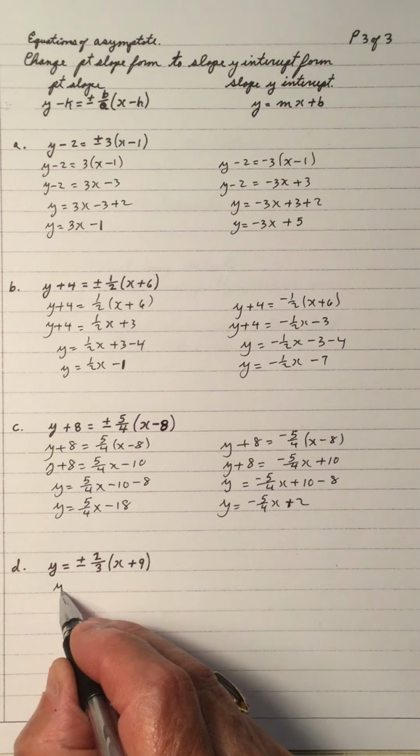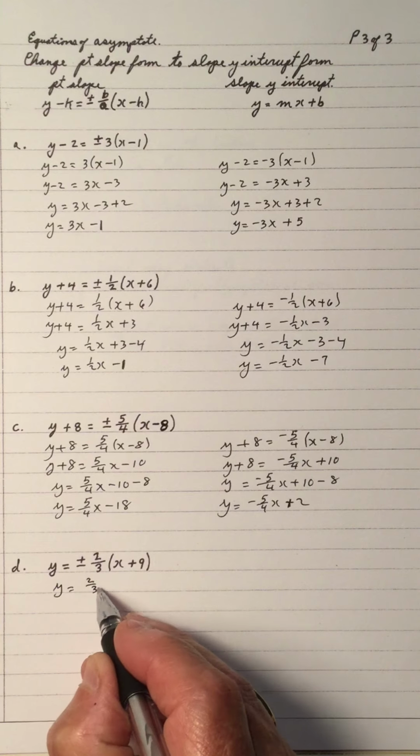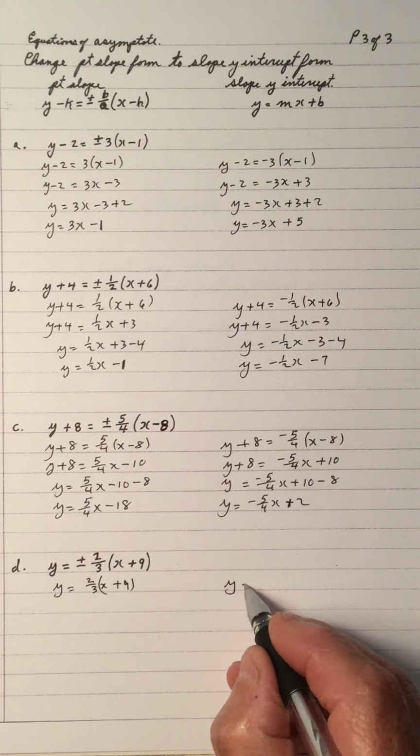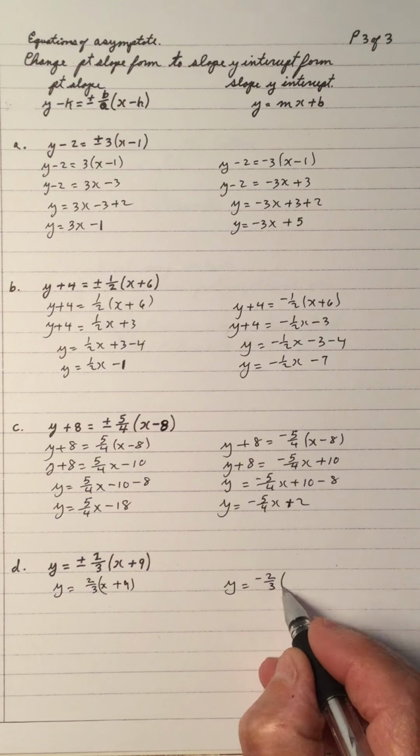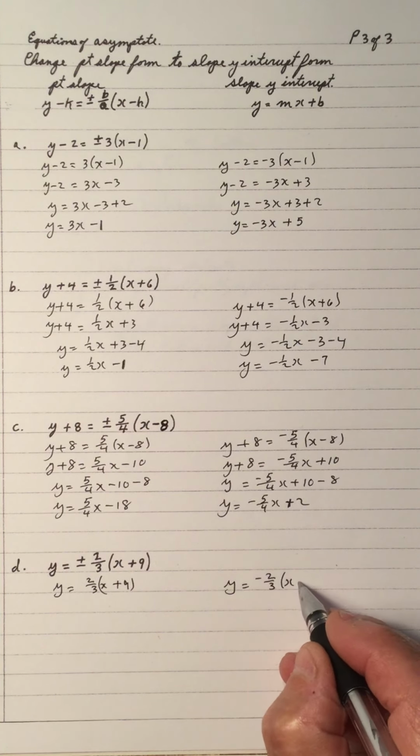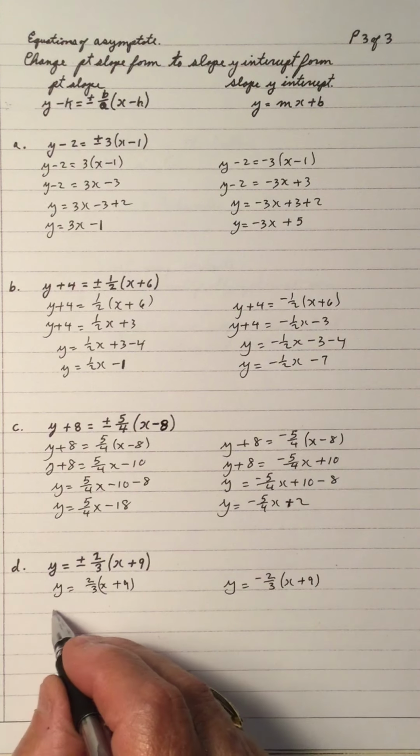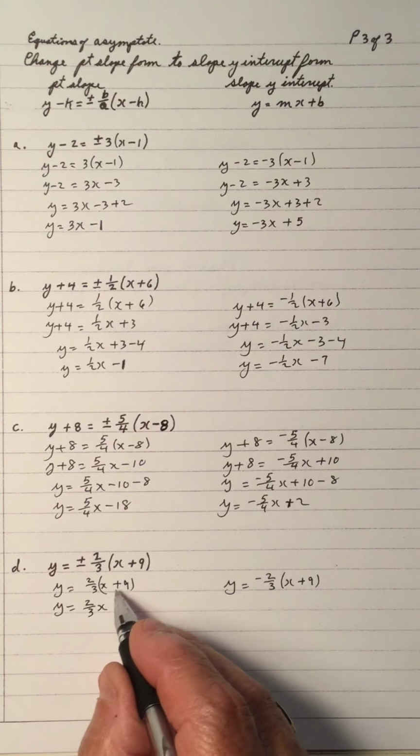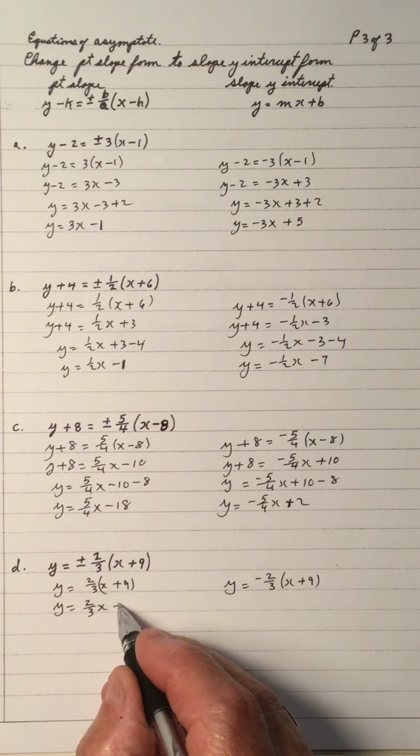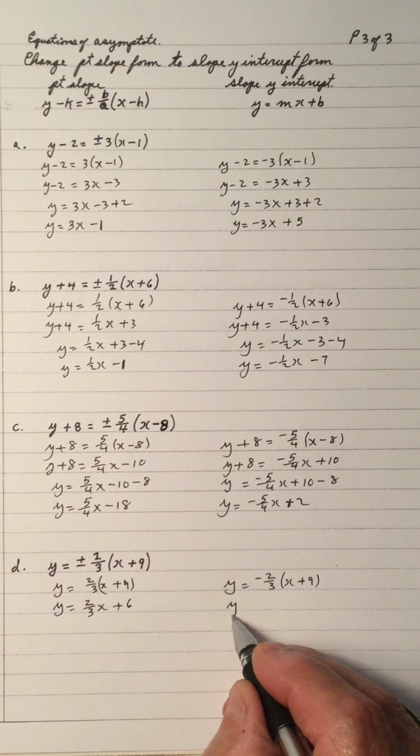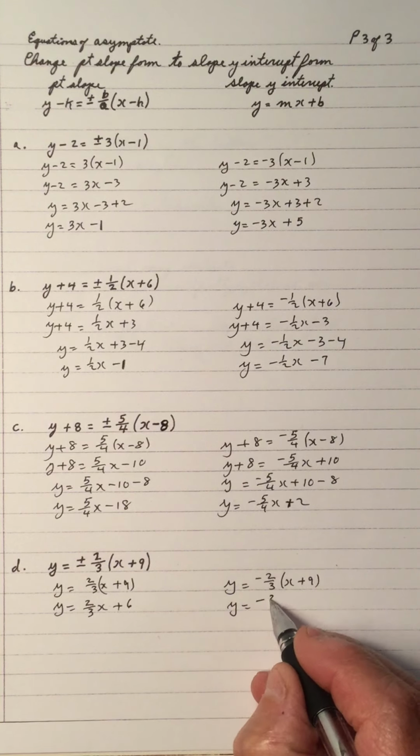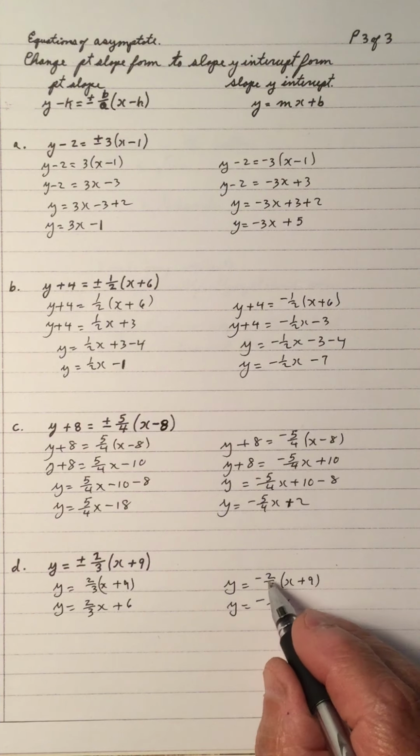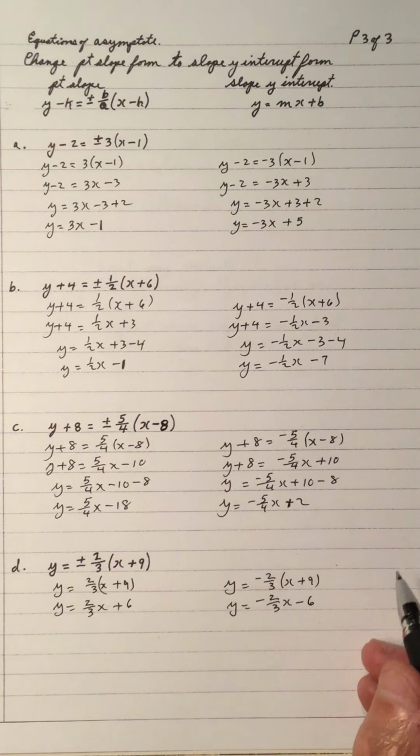Let's expand this one. Y equals 2/3 x plus 9. And y equals negative 2/3 times x plus 9. And 2/3 times x, 2/3 x, 2/3 times 9, 3 into 9 is 3, 2 3s are 6. Y equals negative 2/3 times x. 3 into 9 goes 3, and 3 times negative 2 is negative 6.